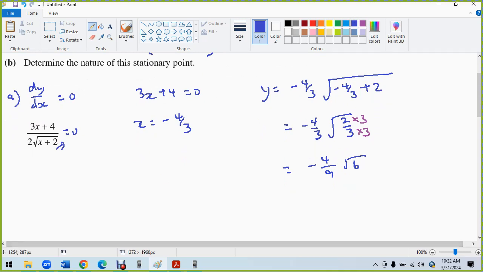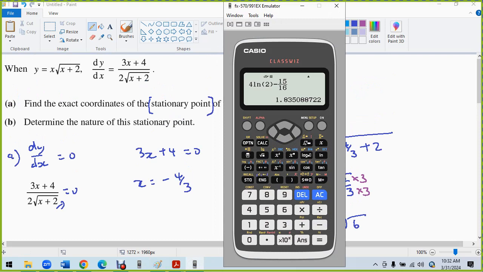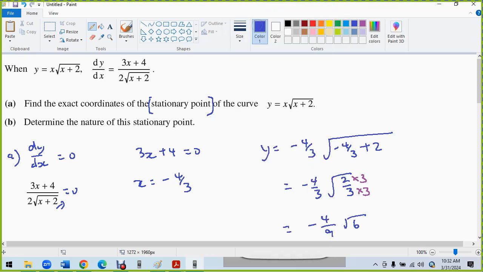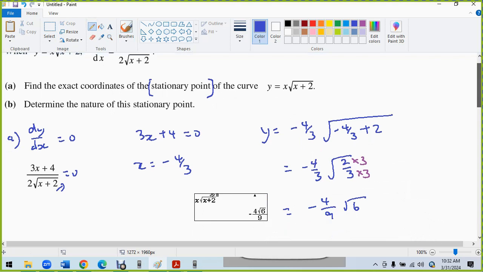Okay, if you're not sure, you can do it this way. Y equals x square root of (x + 2), you substitute x as negative 4 over 3, then it will become negative 4 square root 6 over 9. This is because this one will become square root 6 over square root 9, and this is 3. Okay, so the coordinate for the stationary point will be (negative 4 over 3, negative 4 square root 6 over 9).